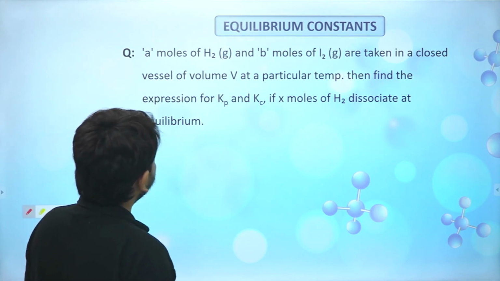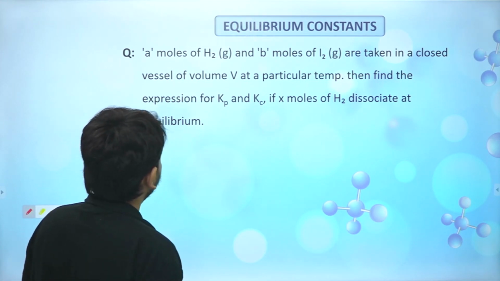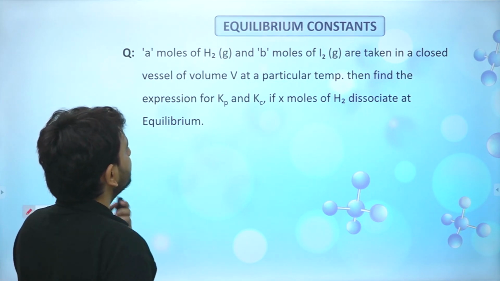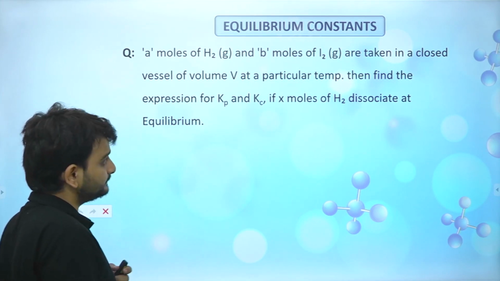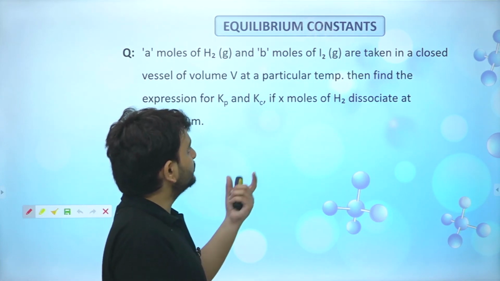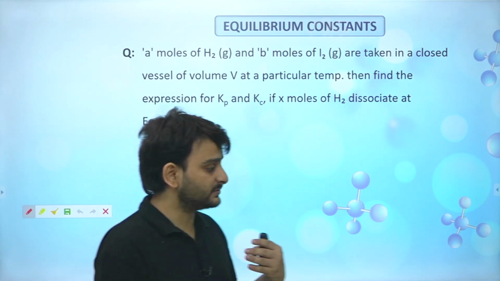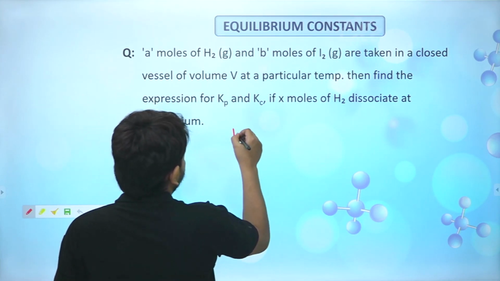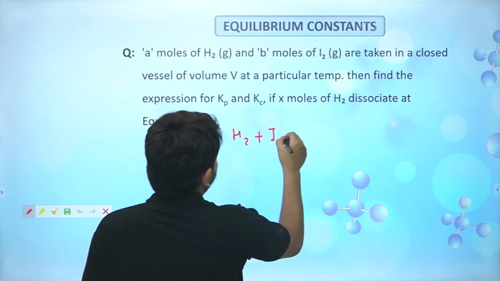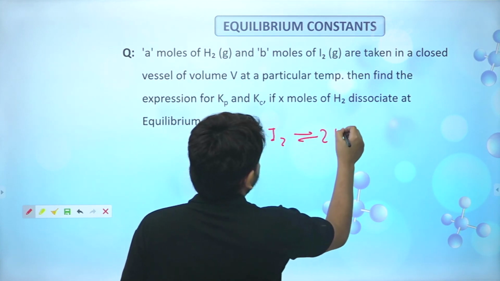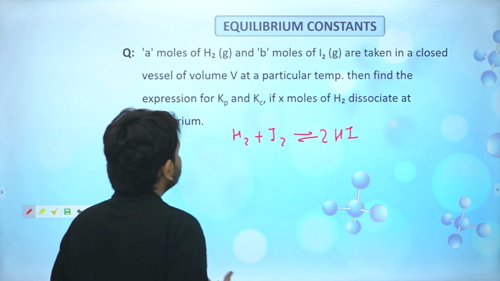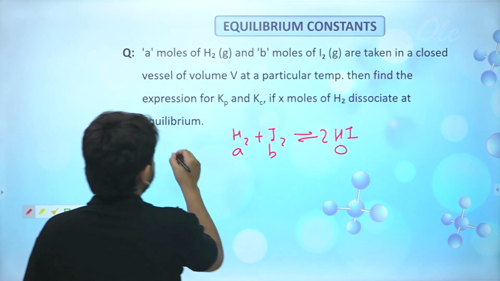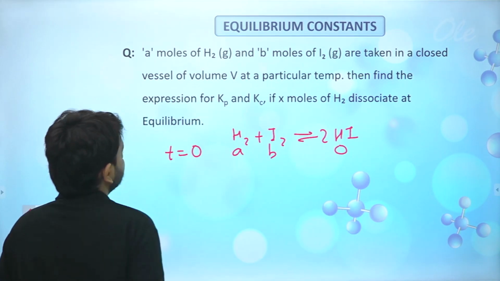A moles of H2 and B moles of I2 are taken in a closed vessel of volume V at a particular temperature. Then find the expression for Kp and Kc if X moles of H2 dissociate at equilibrium. So X moles of H2 are gone basically. So what we have is H2 plus I2 giving us 2HI. So A moles, B moles, initially 0 moles. This is at time t equal to 0.